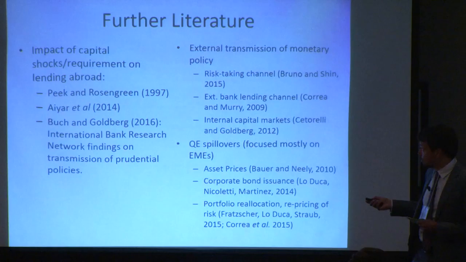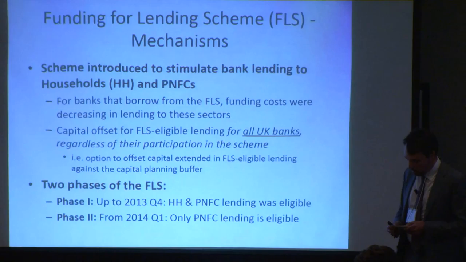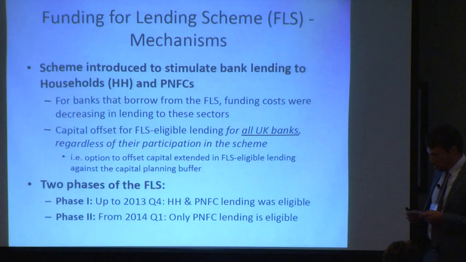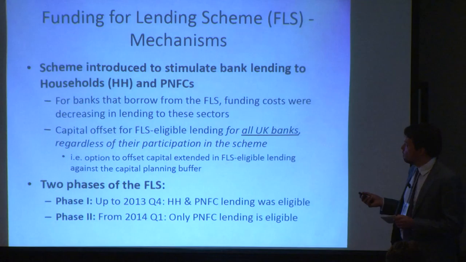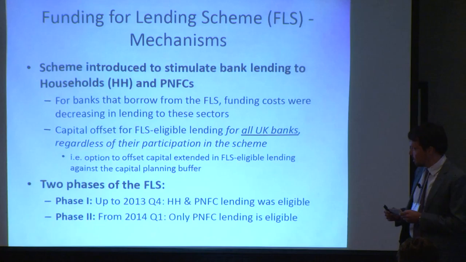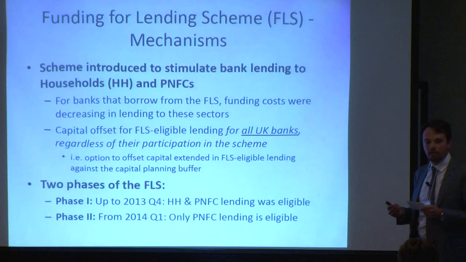So a bit more on the Funding for Lending Scheme. This scheme was introduced in July 2012 with the idea to stimulate bank lending to households and PNFCs in the UK. It had two major aspects which we base our argument on. For banks that access the FLS, it included a funding subsidy that rose with the amount of FLS-eligible lending. And secondly, for all banks, they could profit from a capital offset for all FLS-eligible lending. They could offset this amount of lending against their capital planning buffers, which would make this type of lending effectively capital neutral in a risk-weight sense.